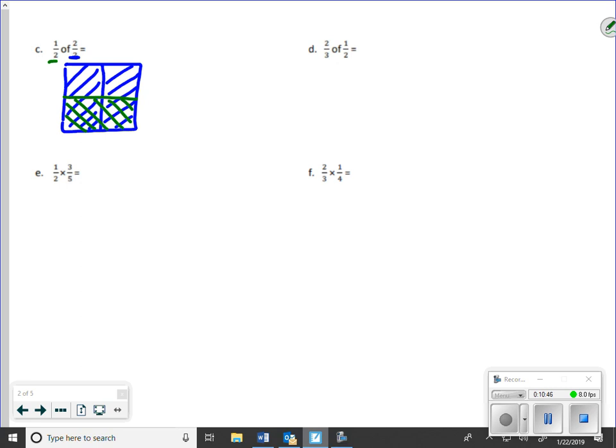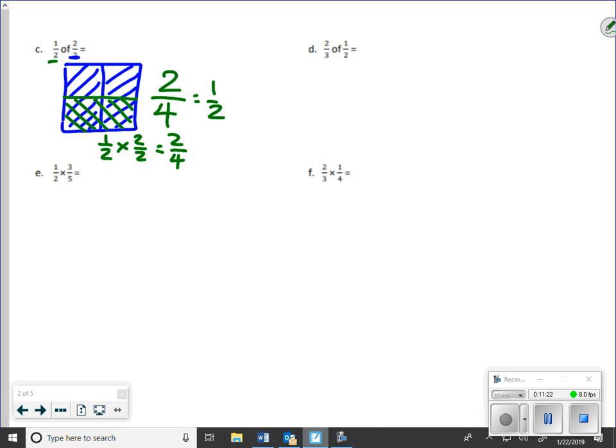So, how many are shaded? 1/2 of 2 halves. So 1, 2, out of 1, 2, 3, 4, 2/4, which is the same thing as 1/2. If I do the standard algorithm, 1/2 times 2 halves, 1 times 2, 2 times 2, 2/4, which is 1/2. And if you look at that, 2 halves is the same thing as 1 whole.